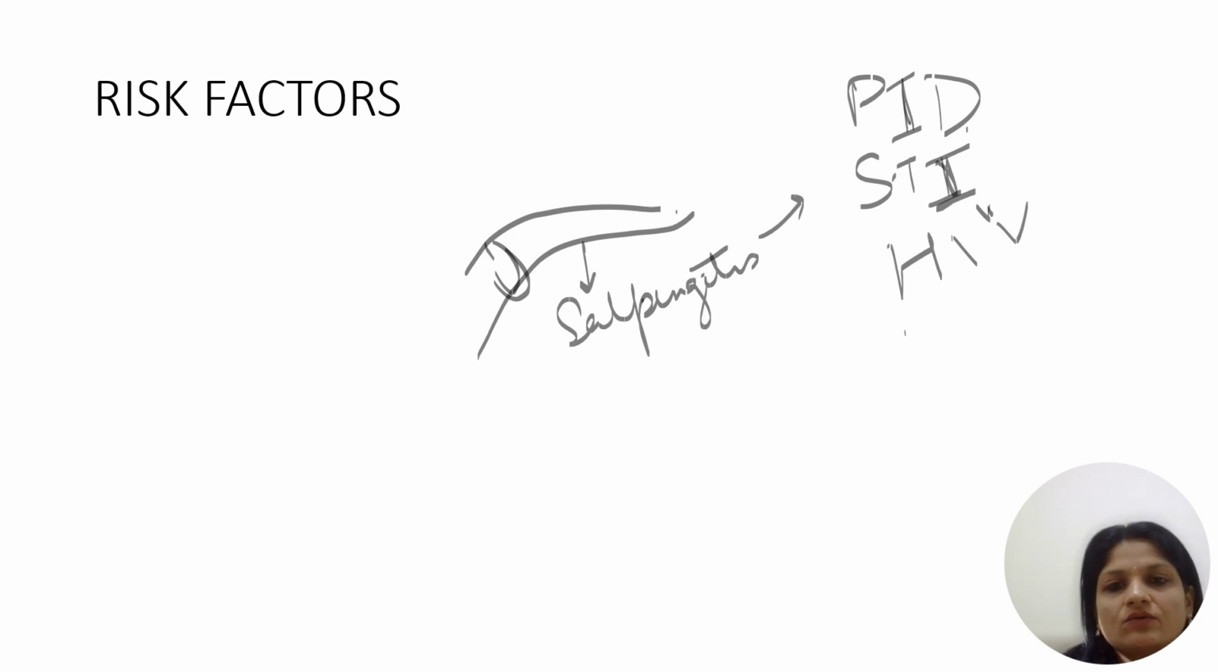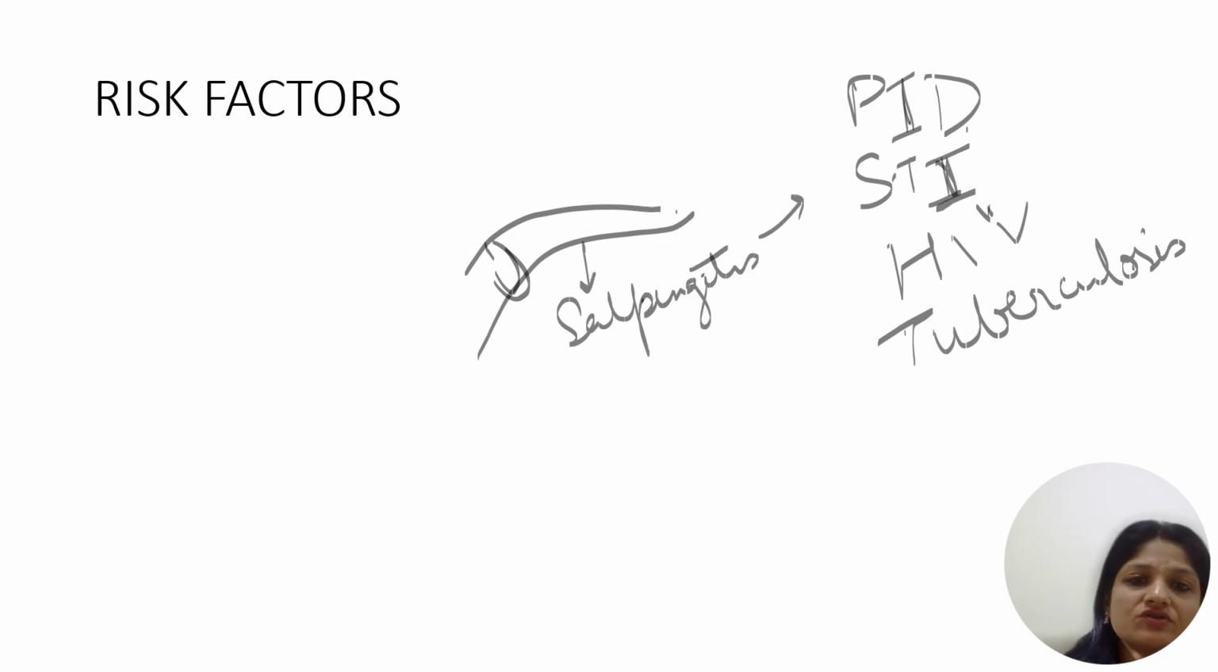Then it can also be tubercular salpingitis. Tuberculosis is a very common condition in our country. So any tubercular salpingitis will also result in blockage of the tube, and it is a very common cause of infertility in our country.